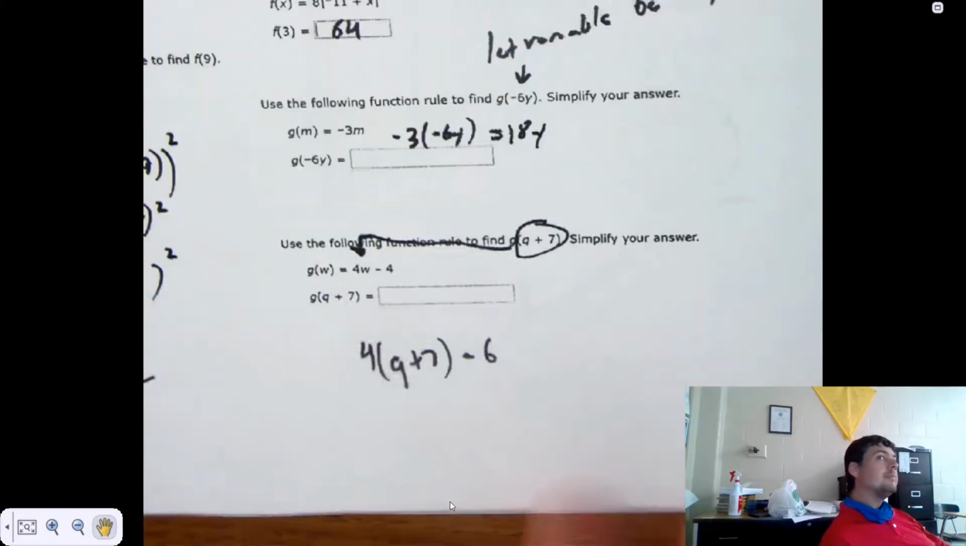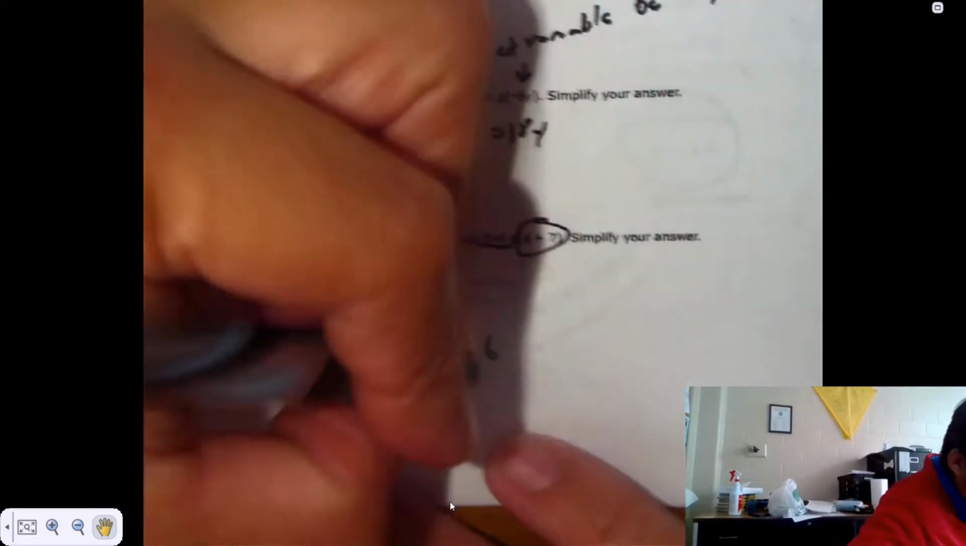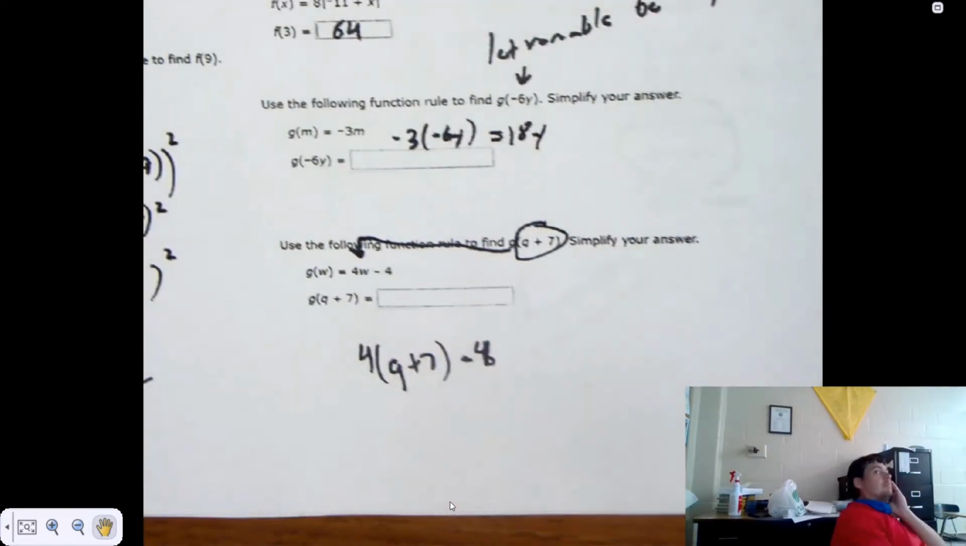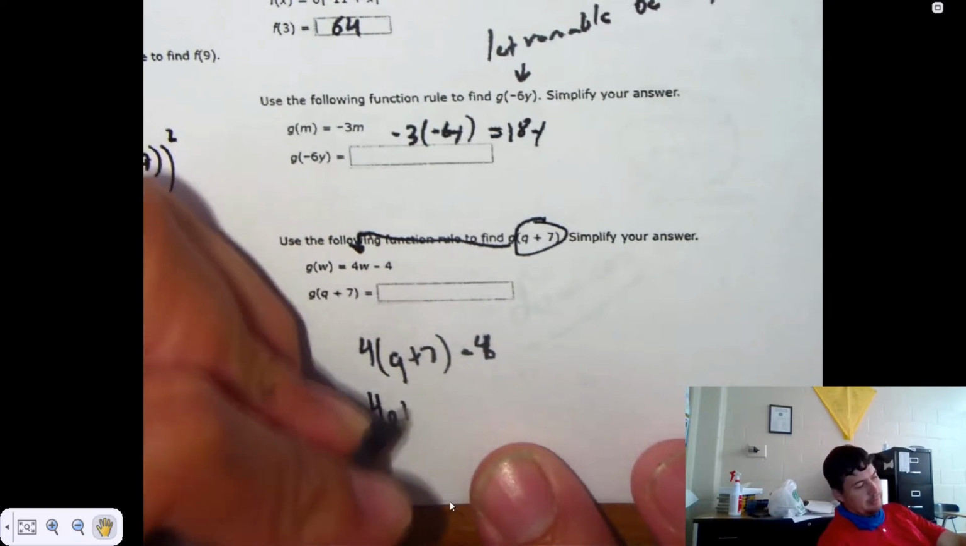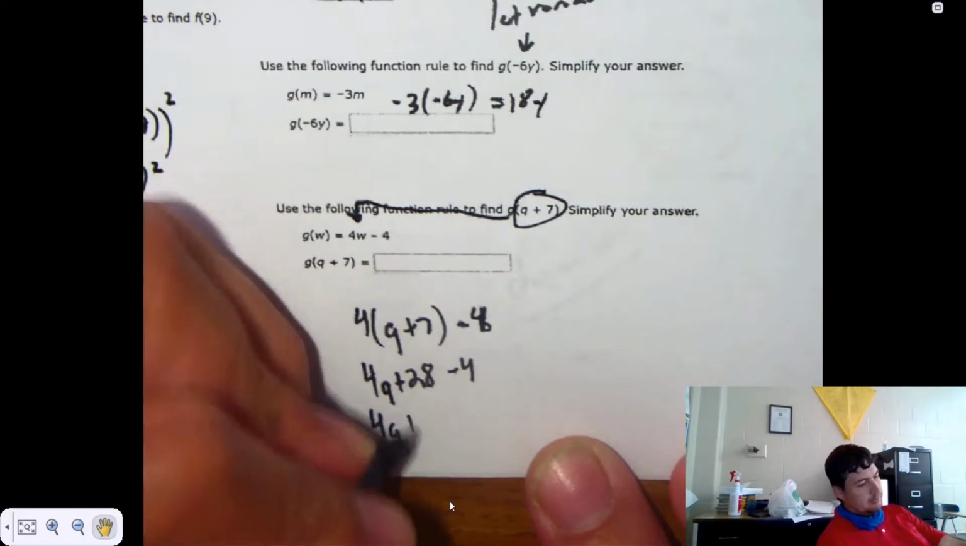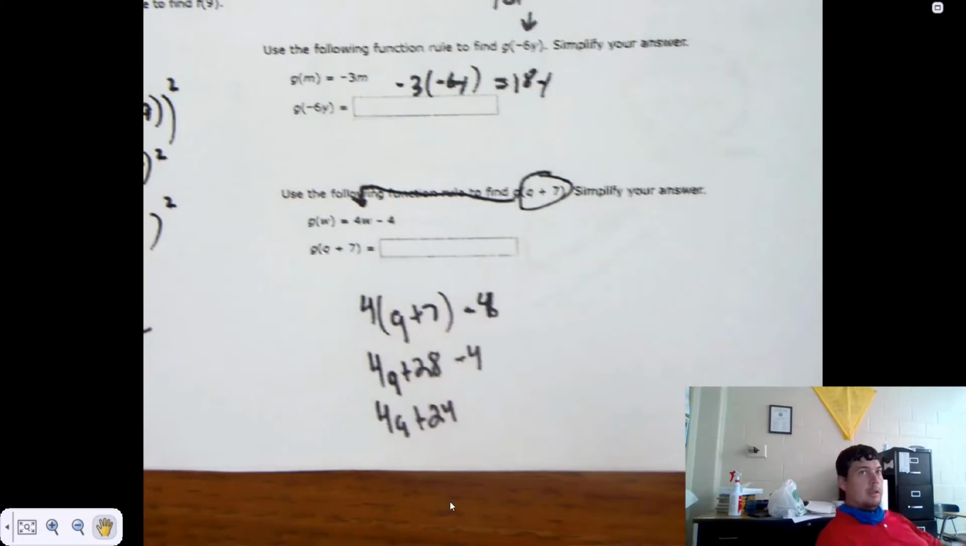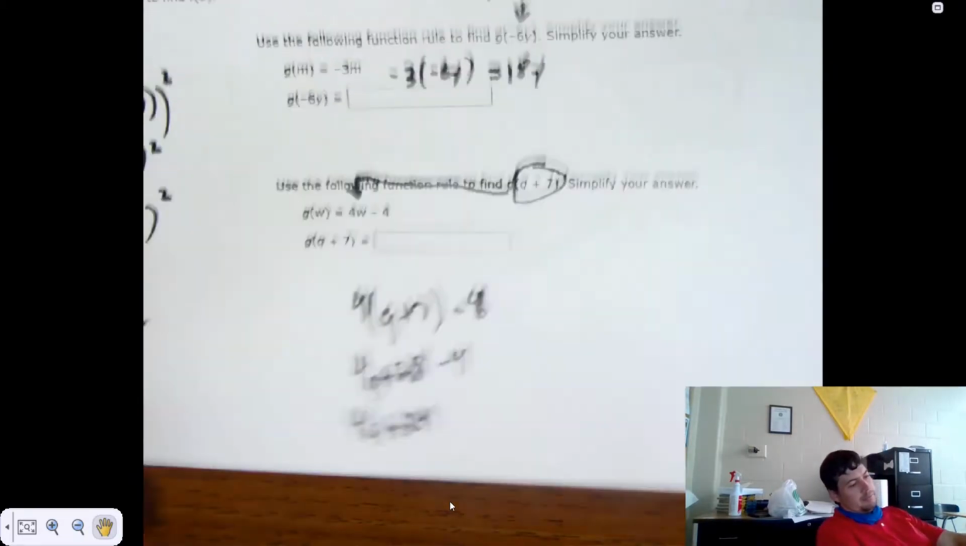-6. What is 4 times q plus 7? 4q plus 28. Going to take away 4 from that, and what's our result? That's 24. It doesn't get much harder than that. It really doesn't.